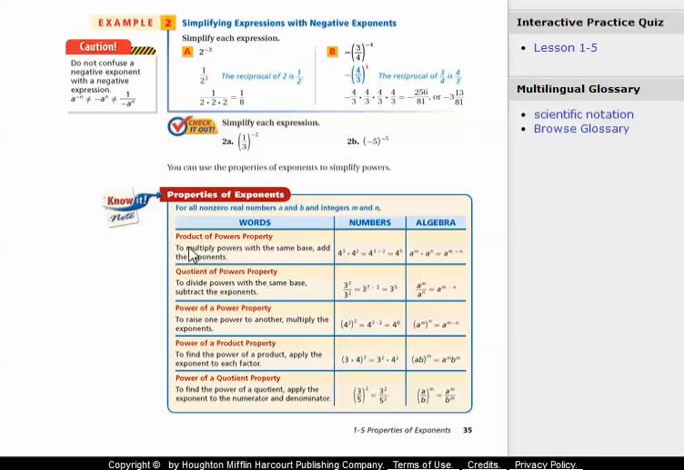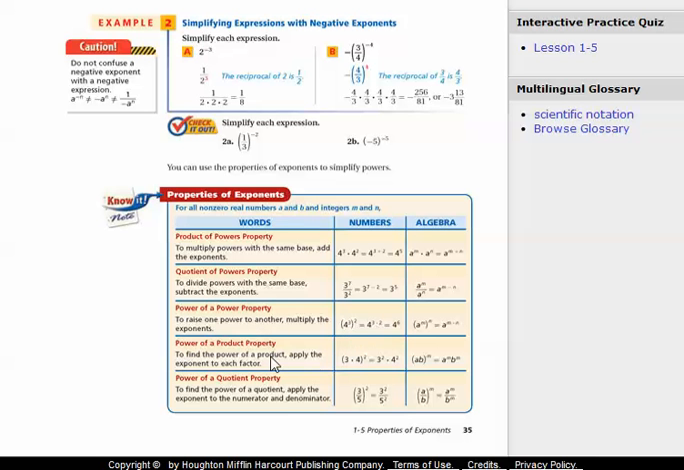Product of powers property. Okay, and you can kind of see here using the numbers, the examples, it's a little bit easier sometimes to understand what they're talking about. Quotient. Okay, if you have a power, you're going to subtract. Here you're adding the exponents. Here if you have a fraction, you're going to subtract the exponents. Here if you have a power of a power, if you have an exponent on top of an exponent, you're going to multiply those exponents.